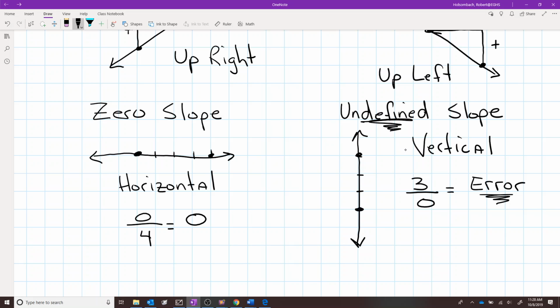If you were asked to find the slope of a line, and when you did the slope formula and you divided, and your calculator said error, the slope of that line would be undefined. The error message means undefined when you're dealing with slope.